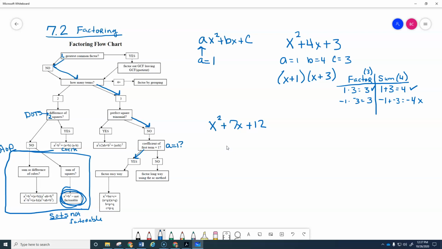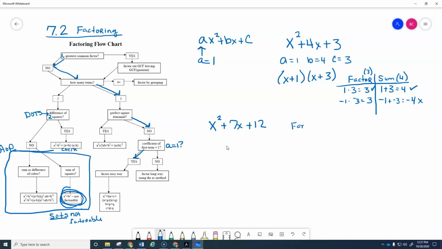Okay. Does it have a greatest common factor? No. How many terms does it have? 3. Is this a perfect square trinomial? No. 12 is not a perfect square. Is the leading coefficient 1? Yes. Factor it the easy way.